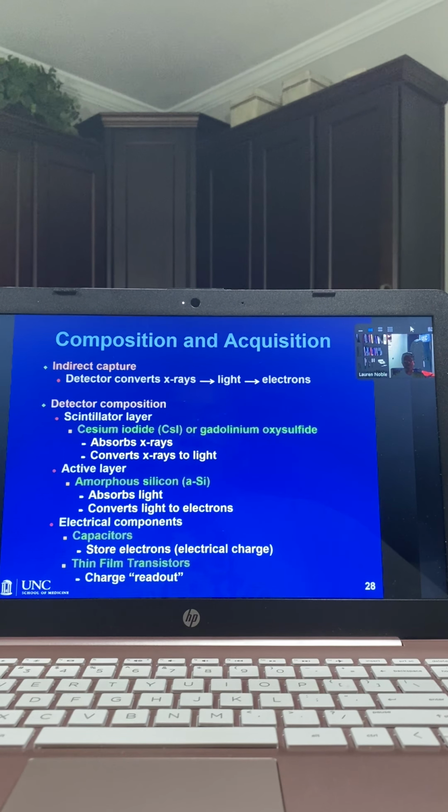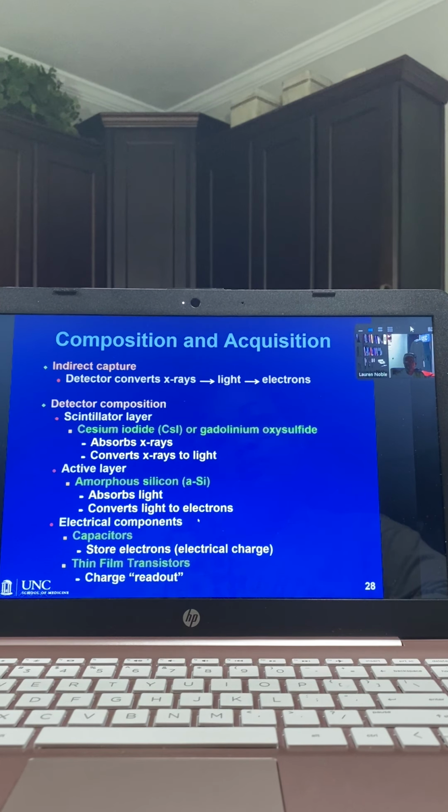And again, the way I would always keep these components in order and remember what goes with indirect versus what goes with direct is I would think about the eyes: cesium iodide, X-rays to light, amorphous silicon. It's got eyes in it. It takes light and then converts it to electrons. So we have this intermediate step here where X-rays get converted to light before they get converted to electrons.